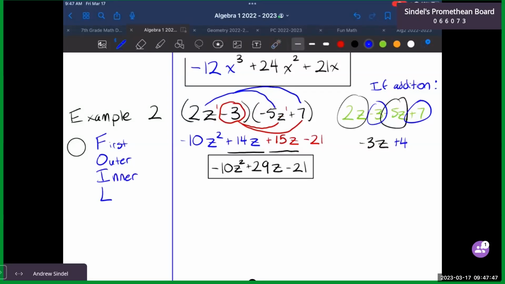So a lot of people refer to this as foiling, but it's really just distribution. You just need to distribute as many times as you have terms. That's what Miss Garcia called it, distribution. It's just fancy distribution. Let's do ultra fancy distribution. Ready, set, example 3.